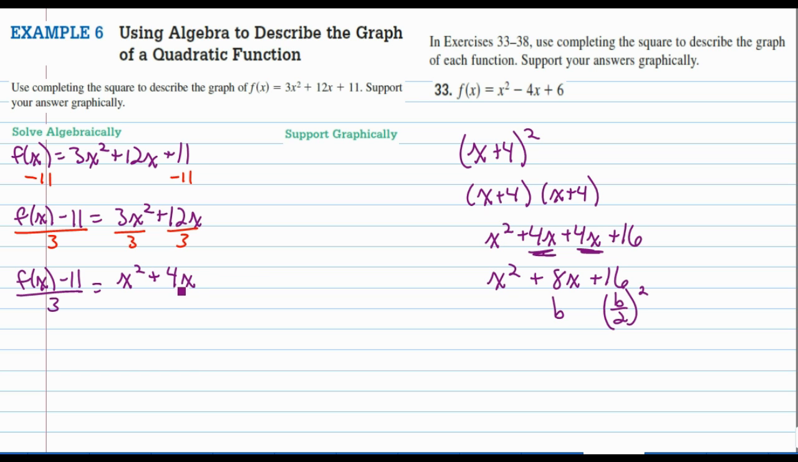x squared plus 4x. So now if 4 is my middle term, like here 8 was my middle term, I divided by 2, 8 divided by 2 is 4, squared is 16. So what if I take 4 divided by 2 and then square, which is 4? So I'm going to add 4 to this side and add 4 to this side. Now I have a perfect square on this side. So I have f of x minus 11 all over 3 plus 4 equals, now on this side I have that perfect square. This one is actually x plus 2 squared.